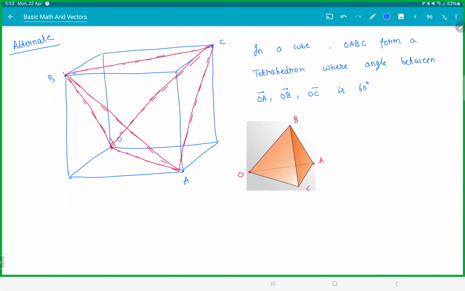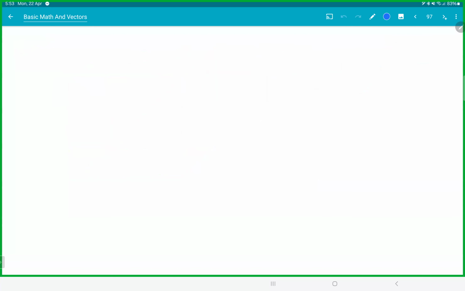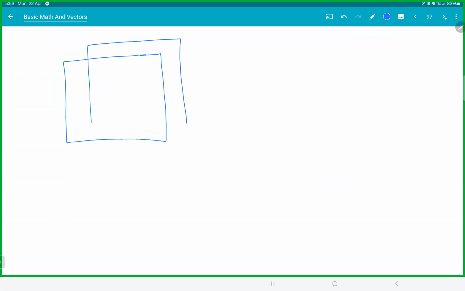Now this you should know. Now once we know this, the question becomes quite easy. That's why I said that's a proper advanced question.